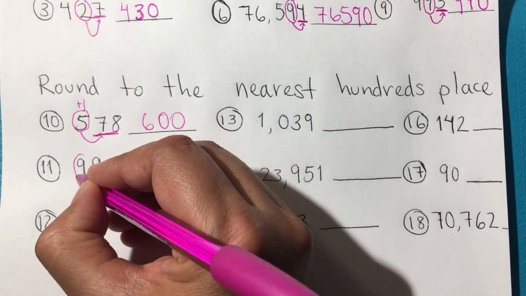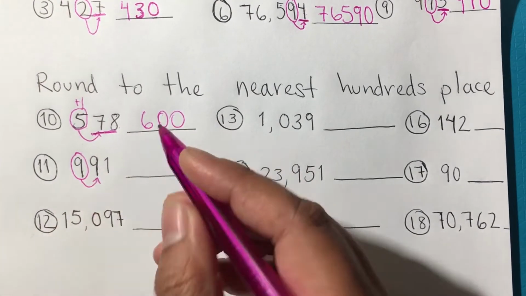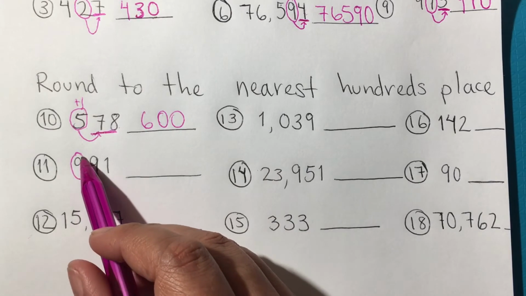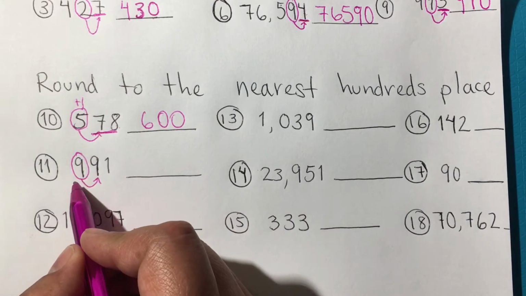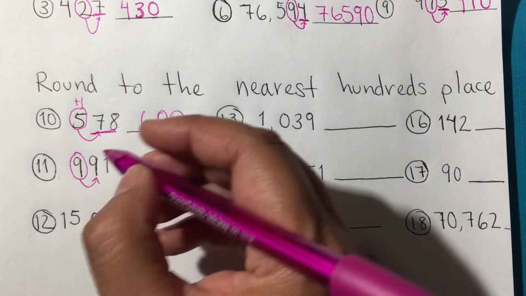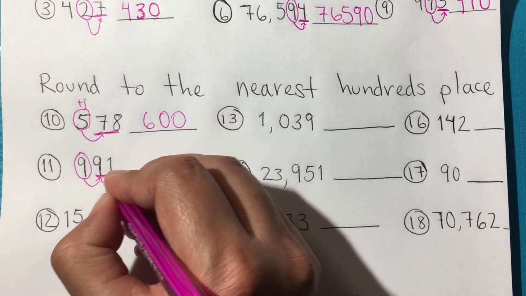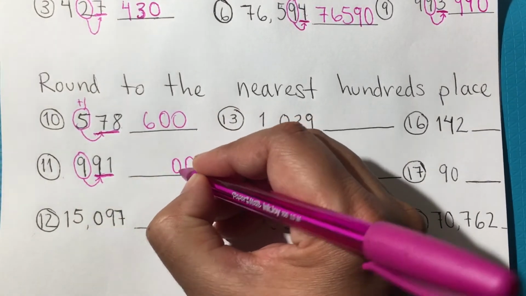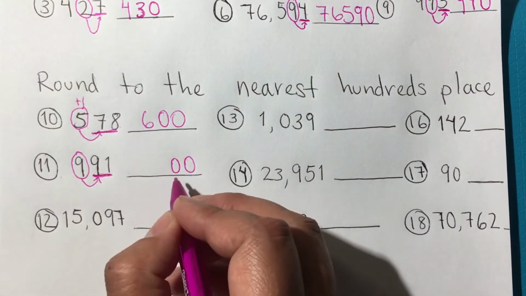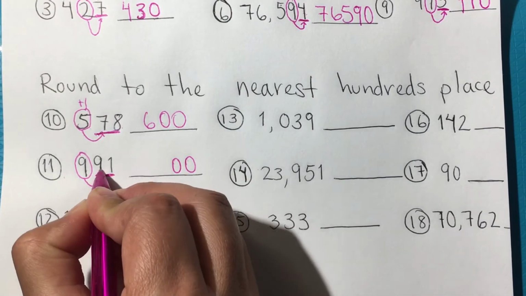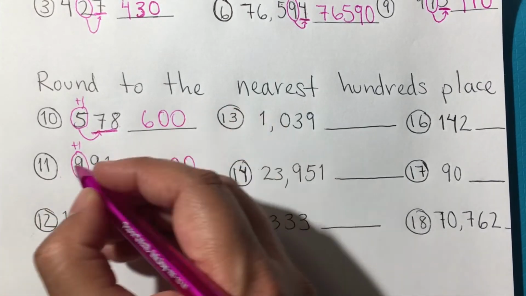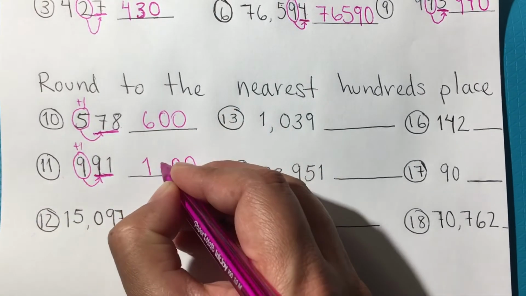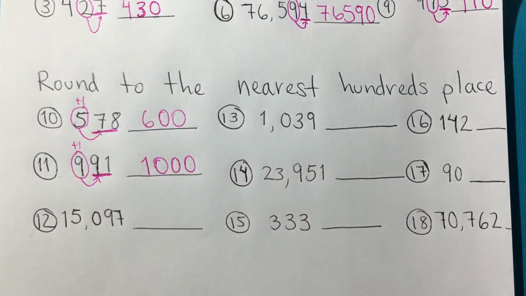Ones, tens, hundreds. Remember what we said? If this is a 9 and this is 5 or more, it will end up affecting the one on the left. So these are becoming zeros. Anything to the right of the balloon becomes zeros. Because this is a 9, it gives one more in here. And 9 plus 1 is 10, so that's why you get the 10 in here. So it's 1,000. Rounded to the hundreds, affected the thousands.